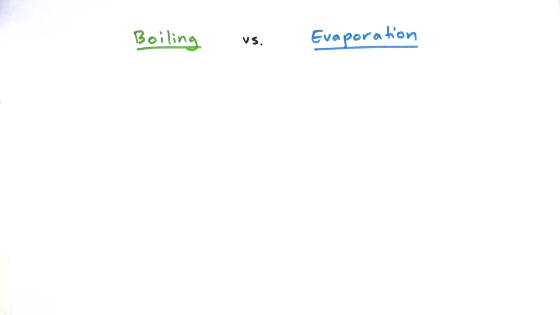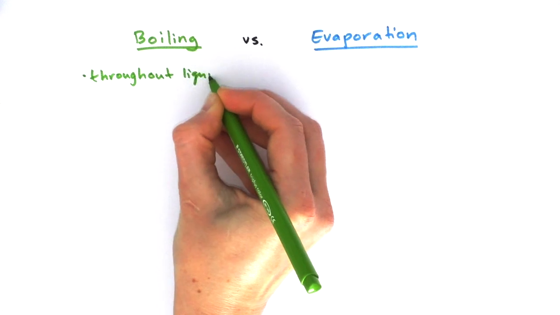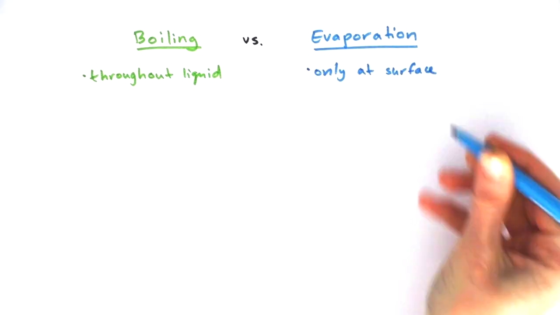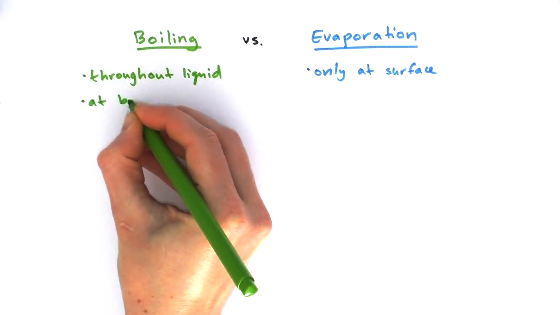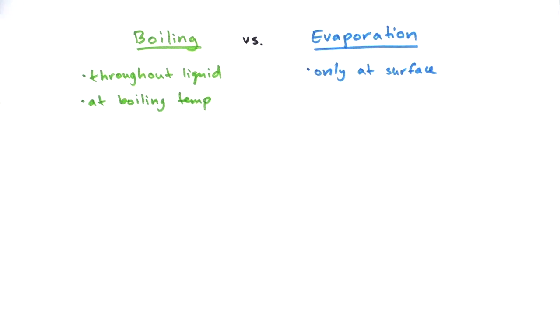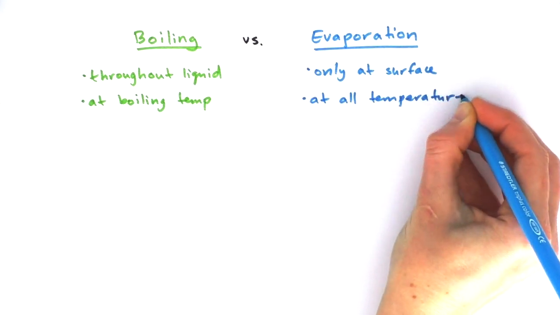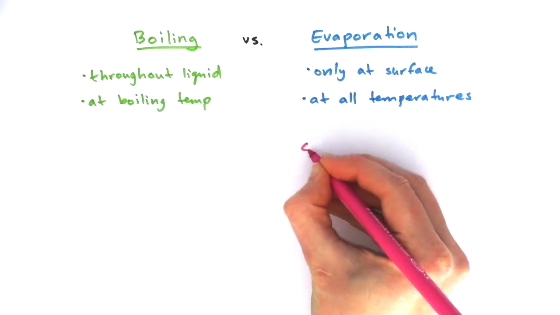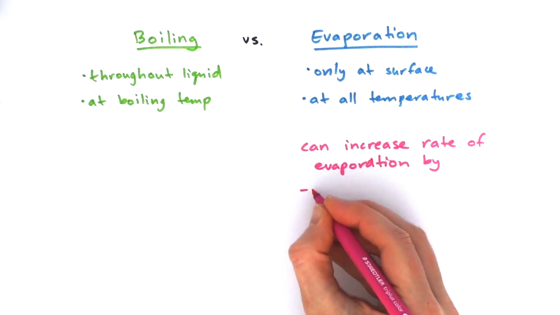So the two main differences between boiling and evaporation are that boiling happens throughout the liquid, whereas evaporation only happens at the surface. And the other main difference is that boiling only happens at the boiling temperature, whereas evaporation can happen at all temperatures. But that doesn't mean that evaporation always happens at the same rate. So there are a few ways that we can increase the rate of evaporation.